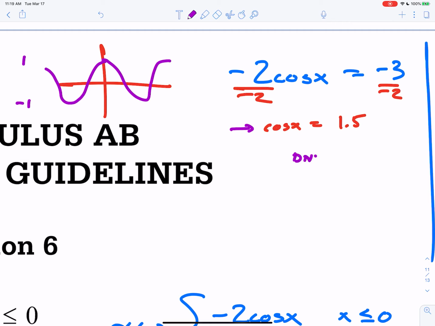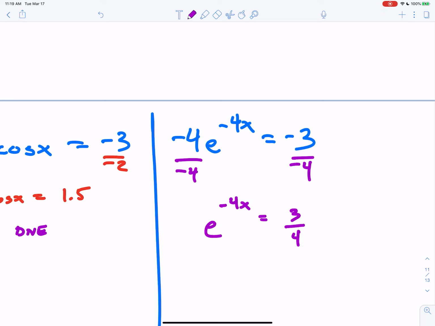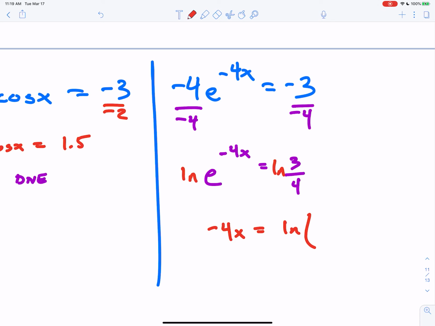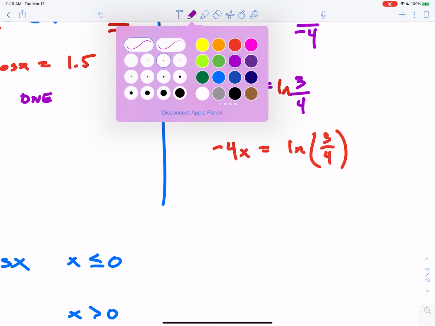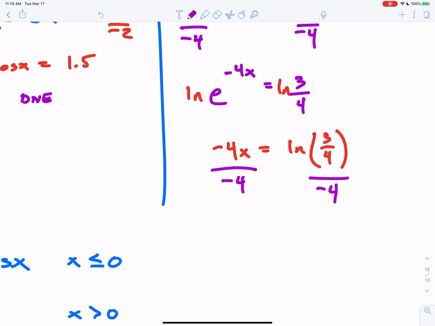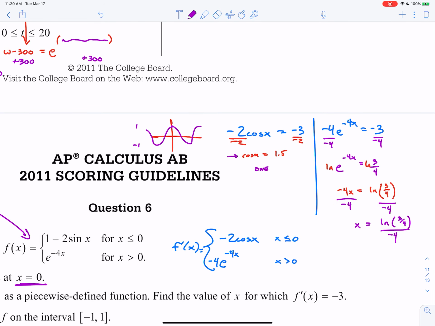I'm going to go ahead and divide by negative 4 on both sides. e to the negative 4x will equal positive 3 over 4. You could leave it as negative 3 over negative 4 if you want to. To get rid of e, I'm going to natural log both sides. So that'll give me now negative 4x is equal to the natural log of 3 over 4. And to get x by itself, we just divide by negative 4. So x equals the natural log of 3 over 4 all over negative 4. Don't even simplify that. Just leave that there.